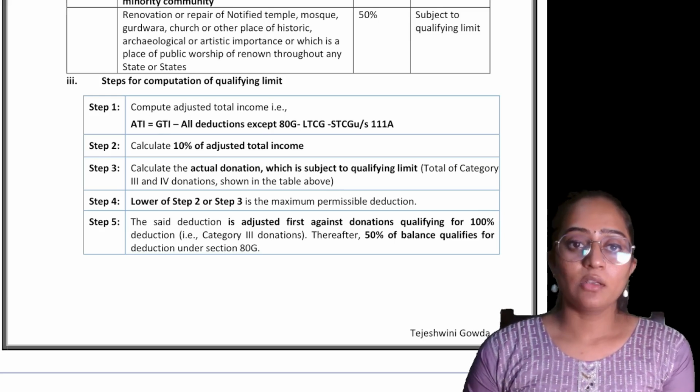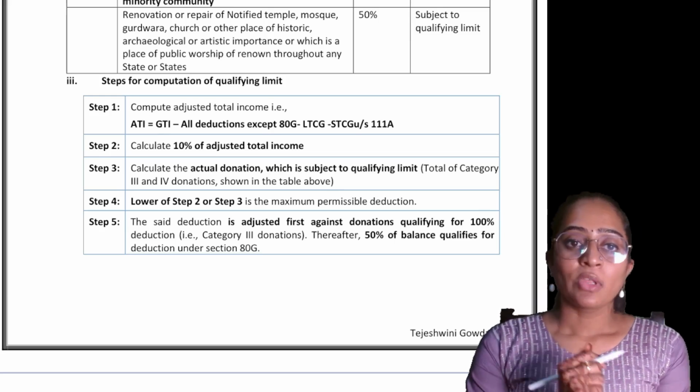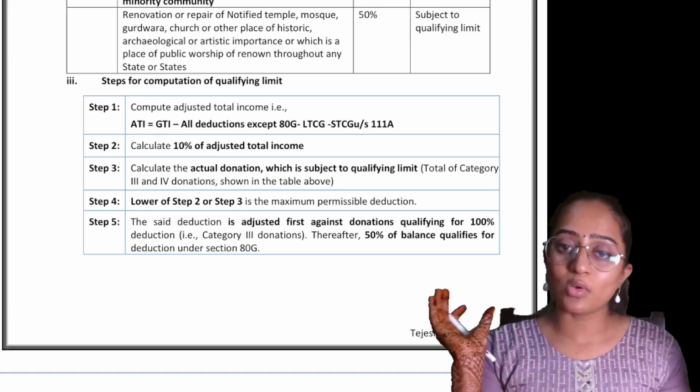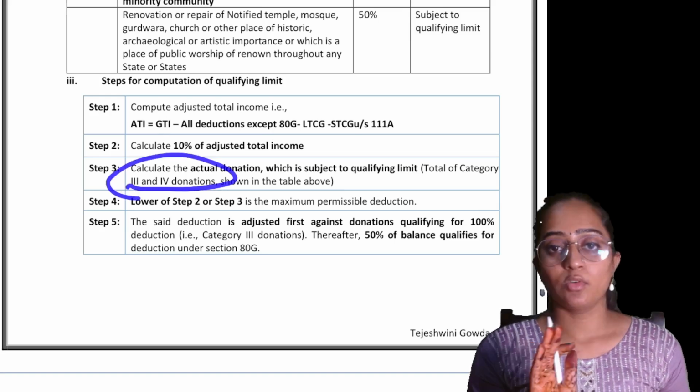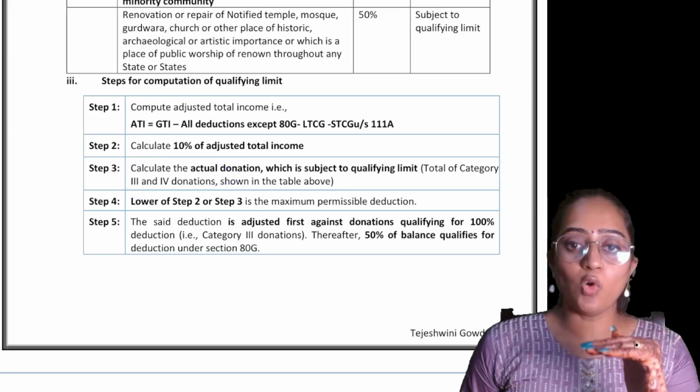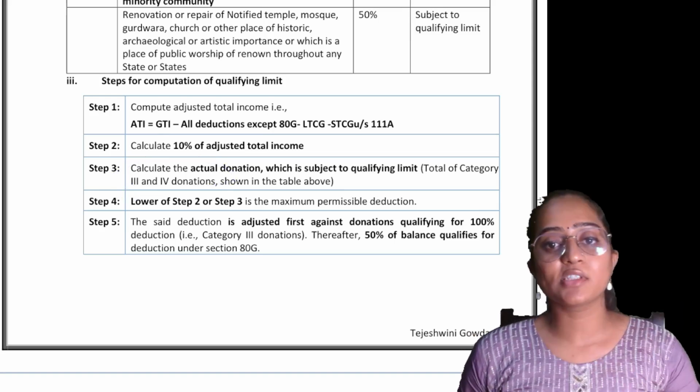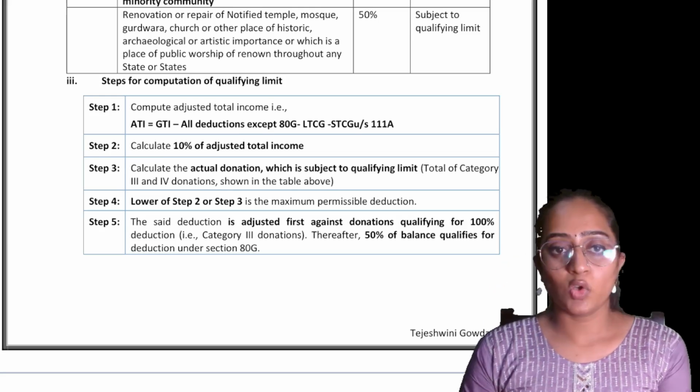Step 2 would be to calculate 10% of your adjusted total income. Step 3 would be to calculate the total donations you have made only coming under category 3 and 4 above, not anything else. Step 4 would be the lower of your step 2 or your step 3, out of these two, whichever is lower.